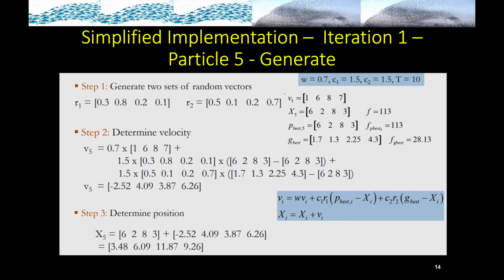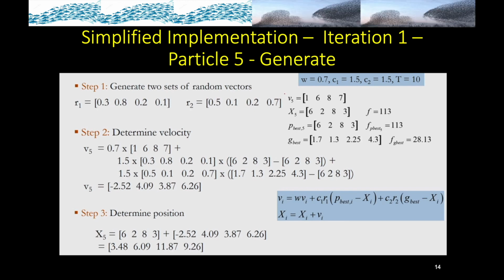We'll repeat the same process for our fifth particle as well. We'll use the generate and update steps. In the generate step, two random sets of vectors are generated. We already know the different variables and parameters now, so we'll just determine the velocity by filling in the values for Vi, and V5 comes out to be -2.52, 4.09, 3.87 and 6.26.